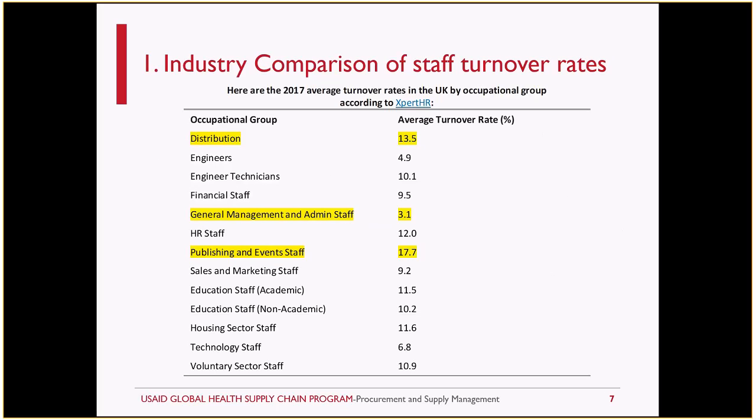For high-income countries like the UK and shortly USA, they actually publish staff turnover rates as a way of measuring what's happening in industries. And on the screen is a range of staff turnover rates by industry. It's interesting to note that distribution, which is a way of describing supply chain in the UK, have a staff turnover rate of 13.5%, general management and admin 3.1%, and publishing and events 17.7%. So different industries have quite a variety of staff turnover rates.